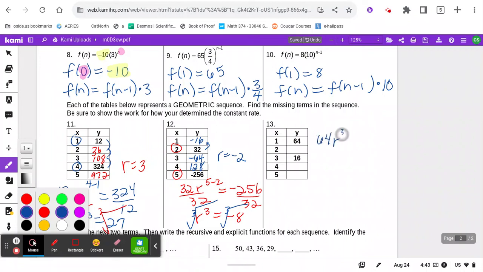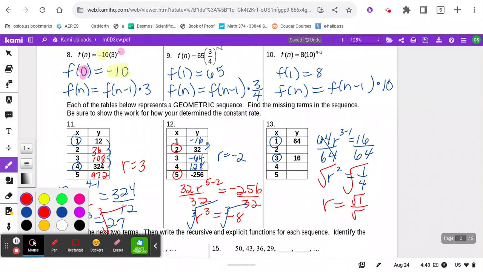This one's going to be to the 3 minus 1 power, or squared. Should land on 16. And you're going to notice this time we've got a fraction. So r squared is equal to 1/4. And if I square root both sides, the rule for radicals is I can square root the top and square root the bottom. So I'm just taking half of everything.